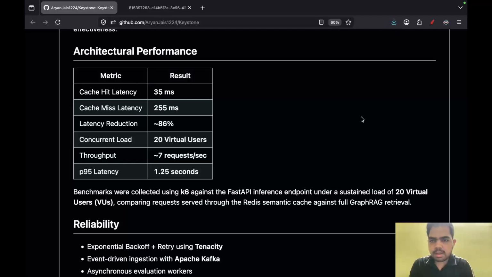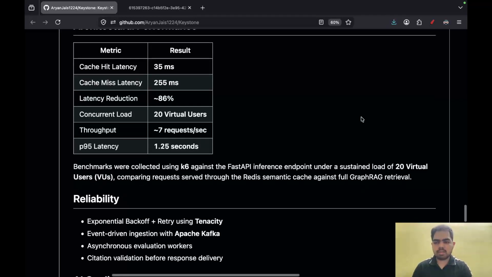Now let's talk about the architectural performance. In this application, the cache hit latency is 35 milliseconds and the cache miss latency is 255 milliseconds, so the latency reduction is about 86%. I also tested concurrency load on this application with 20 virtual users, and the throughput was about 7 requests per second, and the P95 latency was around 1.25 seconds.